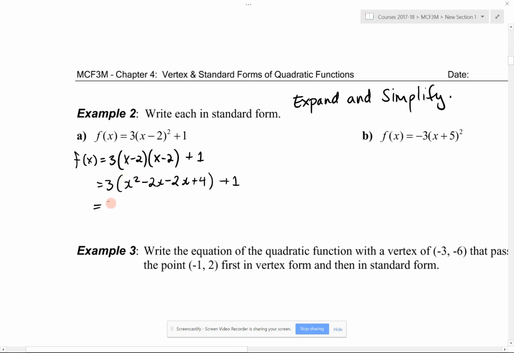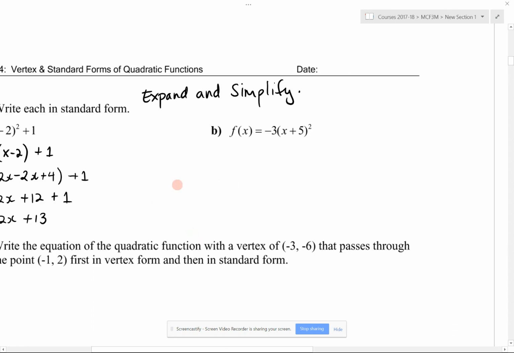So if I distribute 3, I'll have 3x squared. I can combine these two like terms, minus 2 and minus 2, to give me minus 4, and minus 4 times 3 will give me minus 12, so minus 12x, and then 4 times 3 is plus 12. Outside I have plus 1. And if I simplify one more time, keep these terms here, 3x squared minus 12x, and 12 plus 1 gives me 13. And so there I have my equation now in standard form.